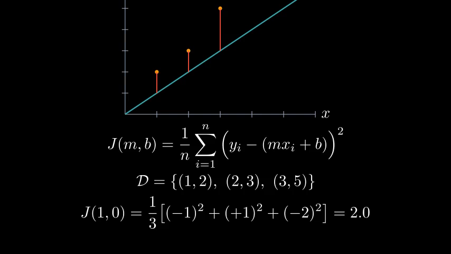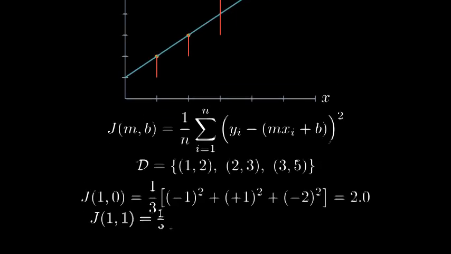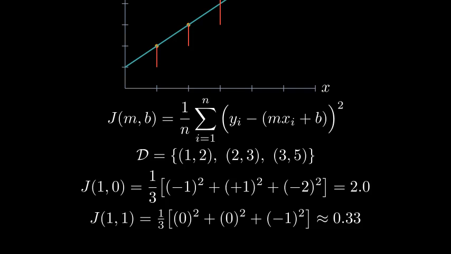Now, let us shift the line up to intercept 1, keeping slope 1 the same. Watch the line move up. The red errors shrink for the first 2 points. Recomputing the cost gives about 0.33. That is smaller, so the second line is better for this data.